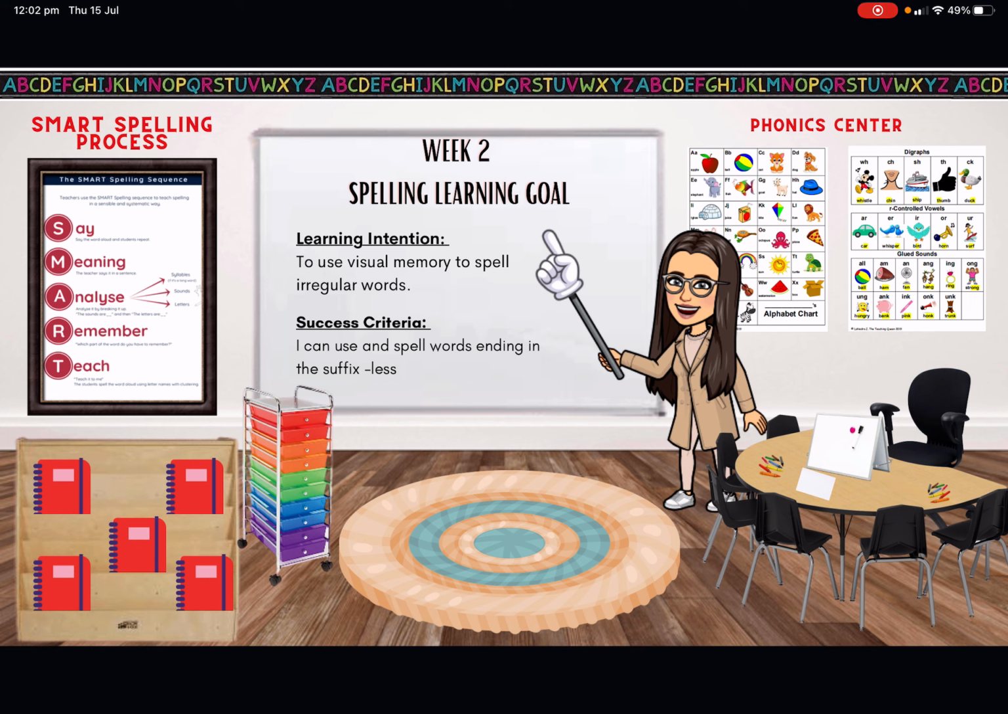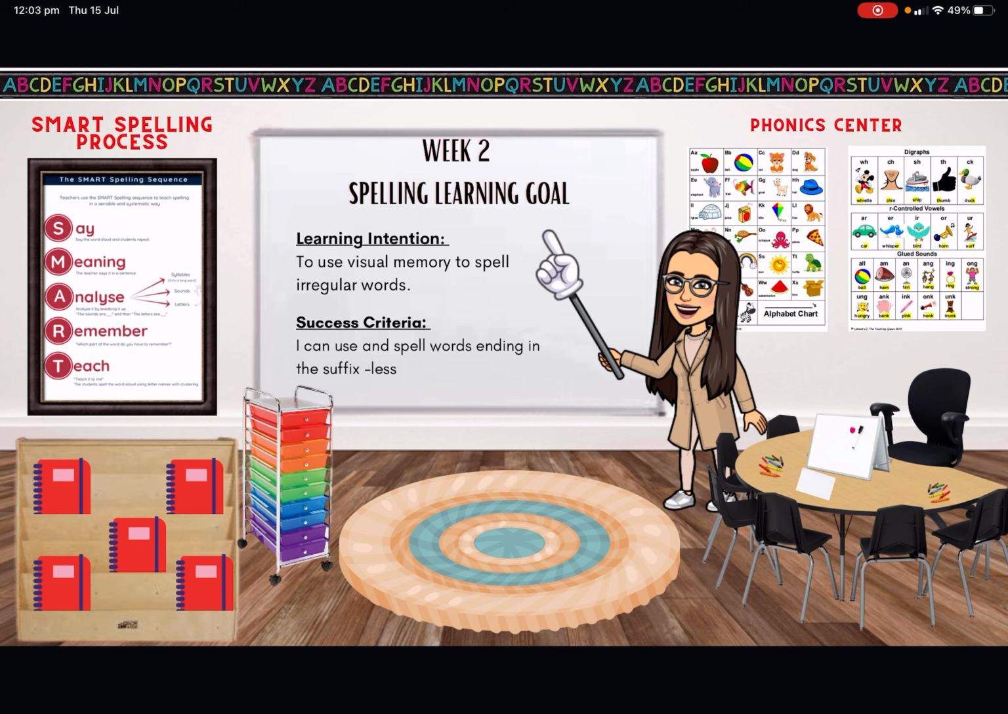Now, for us to do our spelling this week, we are following our SMART spelling process, which focuses on us saying the word first. Then we're going to give the word a meaning. And we're also going to include a sentence this week so that you can see the word in context. We will then analyze the word. We're going to look at the sounds that we can hear and the letters that make those sounds. So that's looking at our digraphs, our trigraphs, and our graphs.